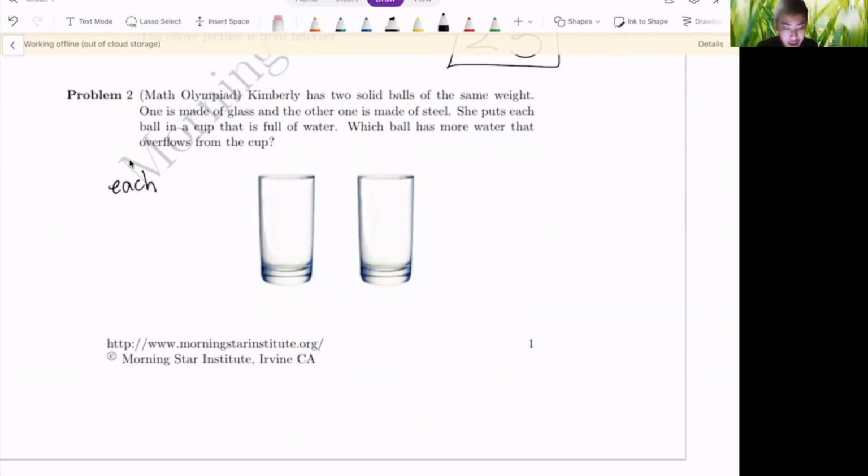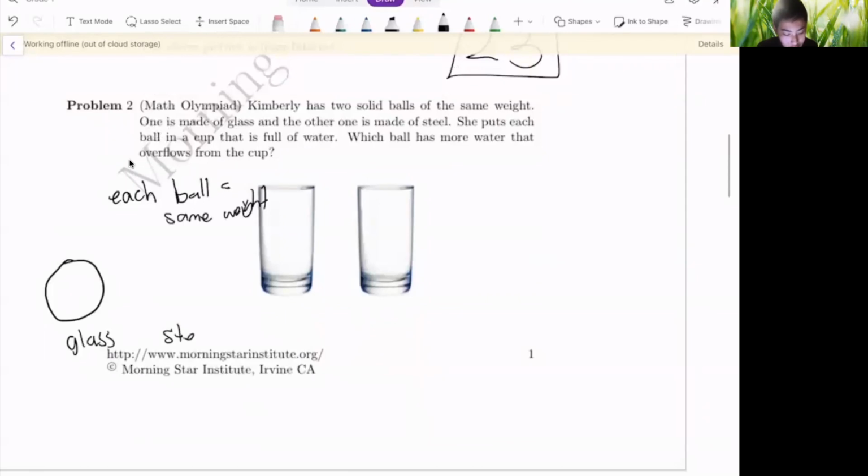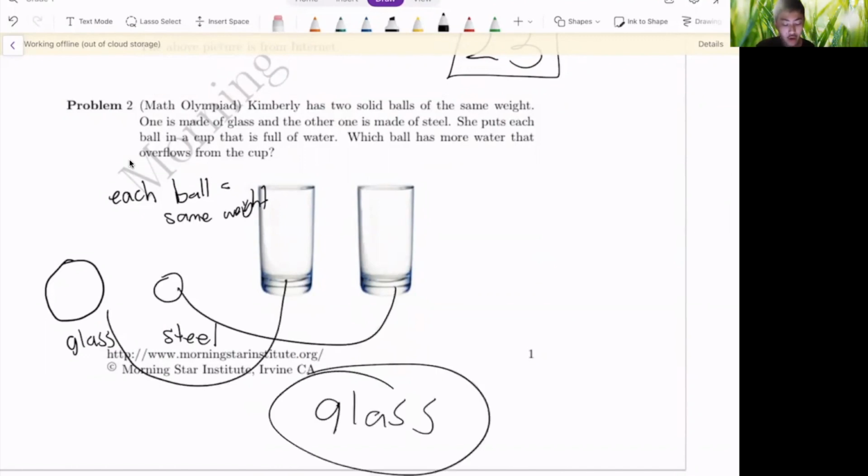We note that each ball is the same weight. And as we know, steel is heavier than glass. So if they're the same weight, then glass should have a larger ball than steel, since steel is heavier than glass. So when you apply this over to here and this over to here, glass overflows more because it's larger. So therefore the answer is glass.